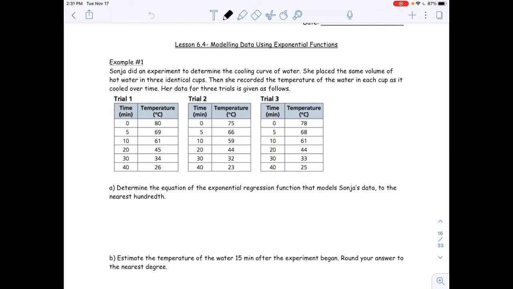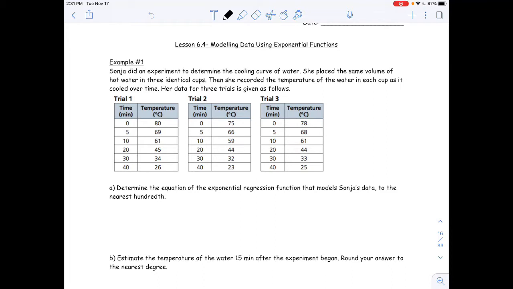So example number 1: Sonia did an experiment to determine the cooling curve of water. She placed the same volume of hot water in 3 identical cups. Then she recorded the temperature of the water in each cup as it cooled over time. Her data for 3 trials is given as follows.